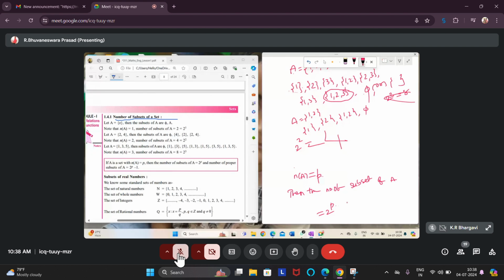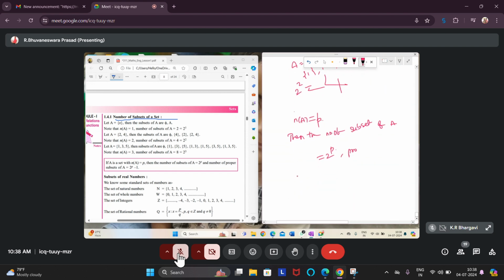And the number of proper subsets of A equals 2 power p minus 1.